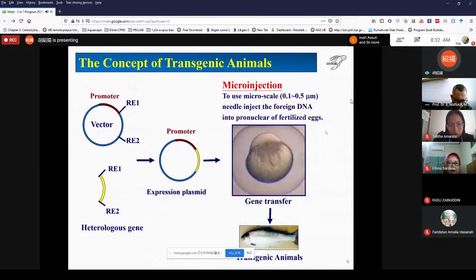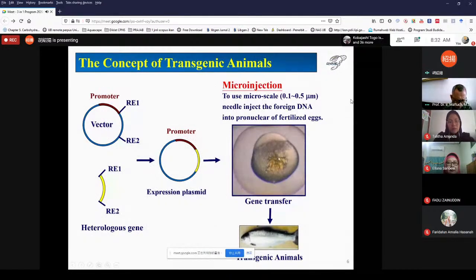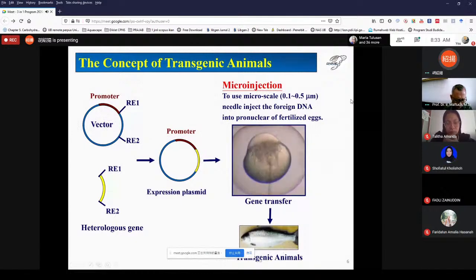The way is we put the recombinant DNA into the needles. The needle scale is 0.1 or 0.5 micrometer, then we inject into the embryo. After injection, we culture the embryo. If the embryo grows up and becomes a fish, you can get the transgenic fish.